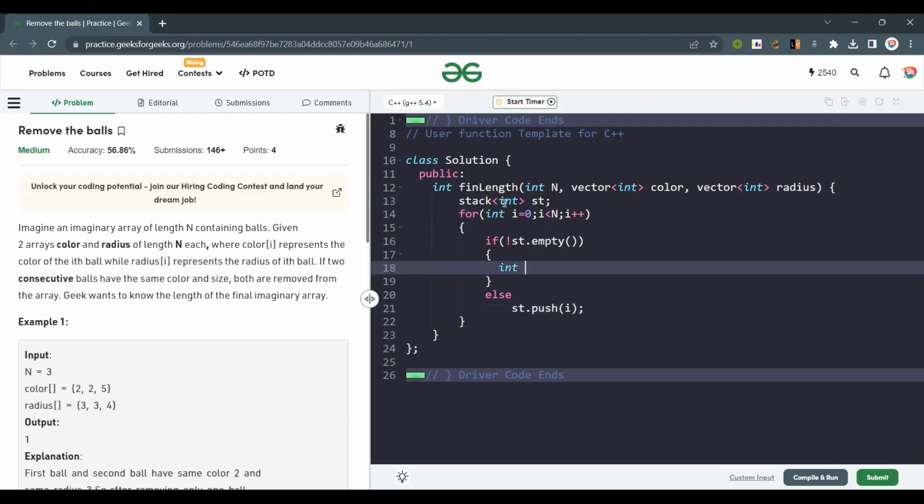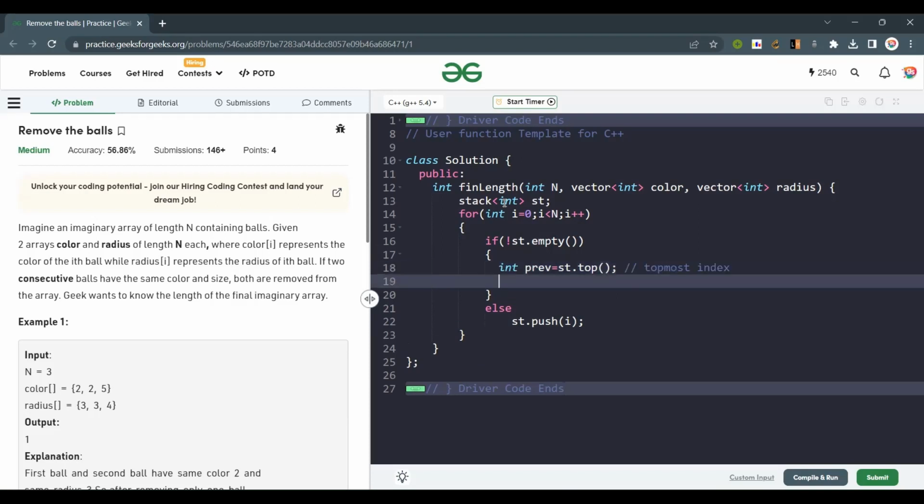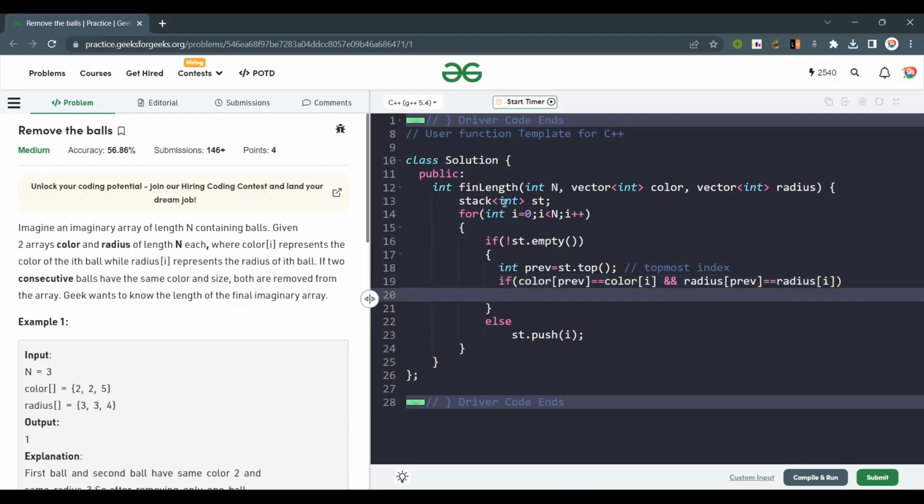Now, what is the topmost element of the stack? This topmost index is the consecutive index in the dynamic way. Dynamic way means that because some two elements are removed, in between one and one, when this element is removed, these two elements will come closer. That's what I mean by dynamic. So if the color of previous is equal to the color of i, that means the topmost index and current index color are matching, and the radius of previous is equal to the radius of i, that means color and radius are matching, so the topmost element, you should go outside.